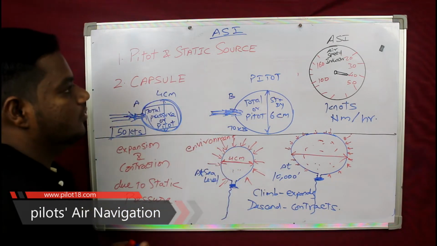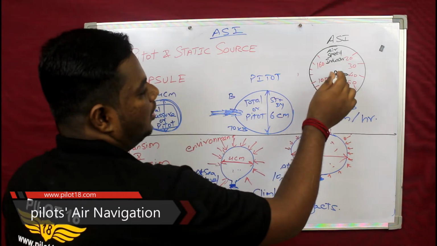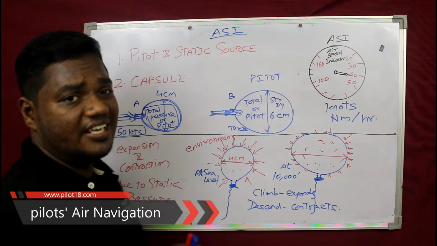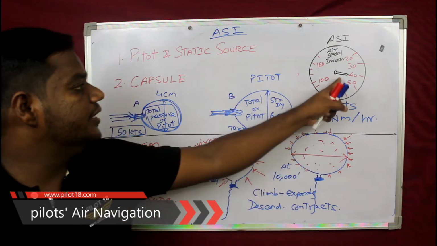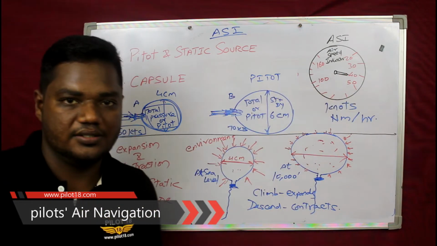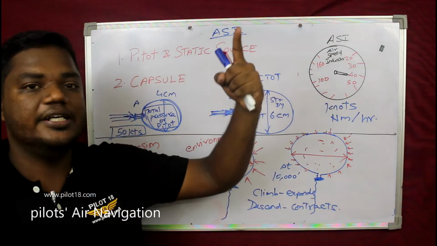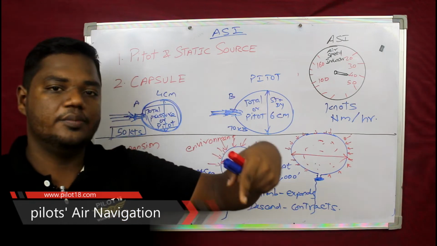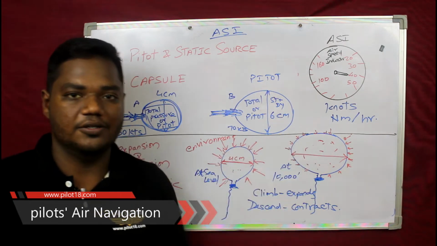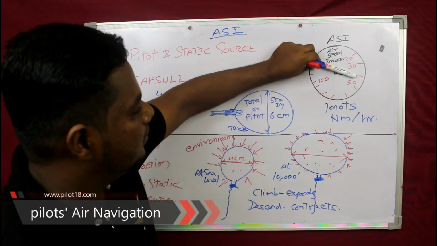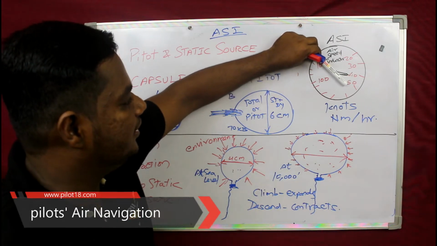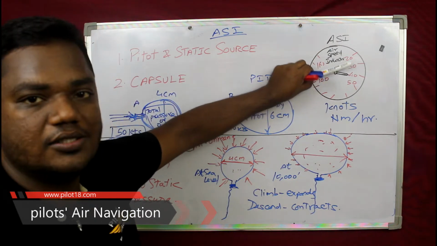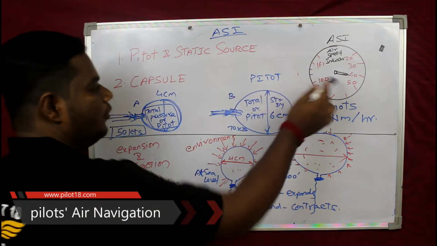Speaking about the airspeed indicator, when I travel faster, I want the needle to move, let's say to 100. If I travel faster, I want the needle to increase. When I reduce my speed, I want my needle to decrease in value. When I travel fast, I want my airspeed indicator needle to go like this. When I travel slow, I want my needle to go like this. So this is how it works for the airspeed indicator.